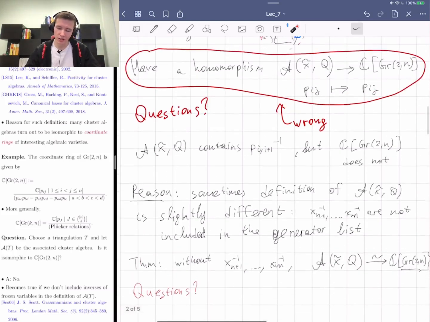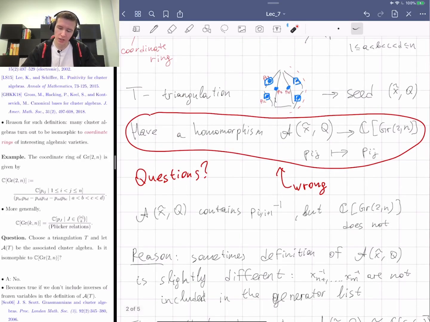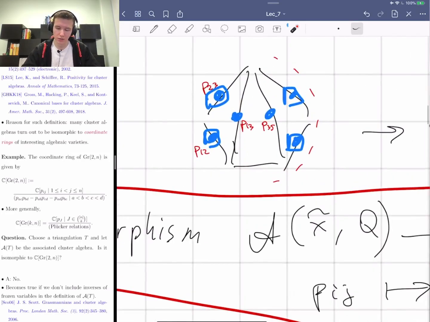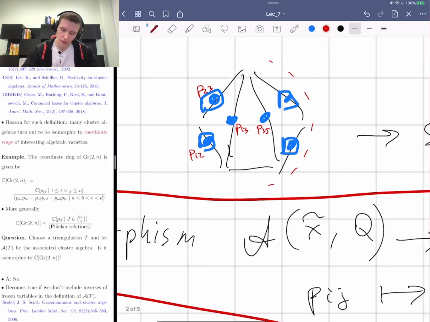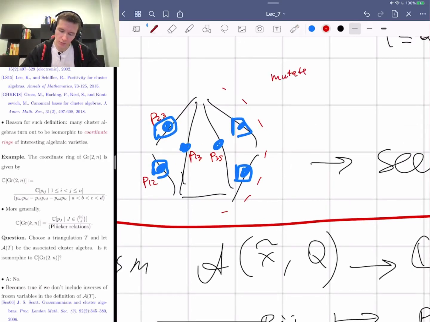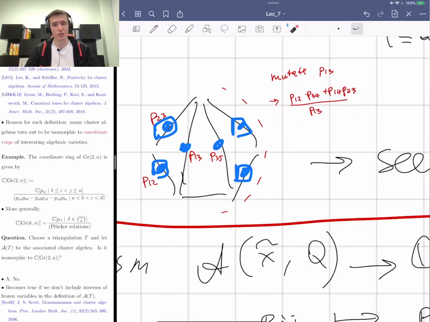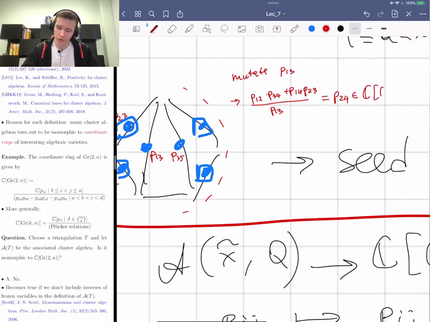I mean, it's easy to see that in this case I don't get extra things, right? Because whenever I apply a flip, so let's say here I want to flip a diagonal, I divide by P13, but what happens is I get P24. So when I mutate P13, I get (P12 P34 plus P14 P23) divided by P13, which looks like it does not belong to the coordinate ring of the Grassmannian. But then using the Plücker relations, you can transform the numerator as P13 times P24, so the result is equal to P24, which belongs to the coordinate ring.